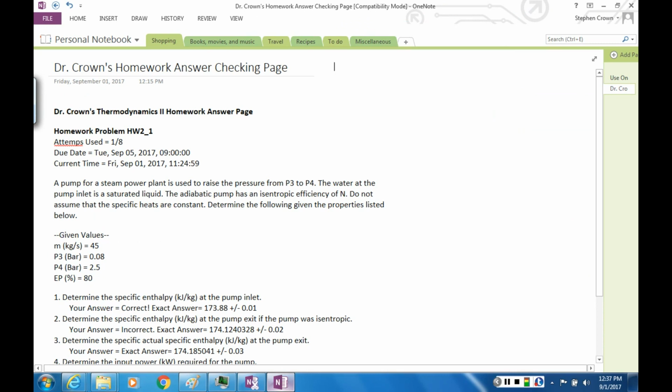Alright, let's look at homework 2.1, which is another review problem from Thermal 1. This is a pump for a steam power plant used in our Rankine cycle. Let's begin by making a little sketch of our system. Here's our pump. We've got flow in and flow out across our system boundary.